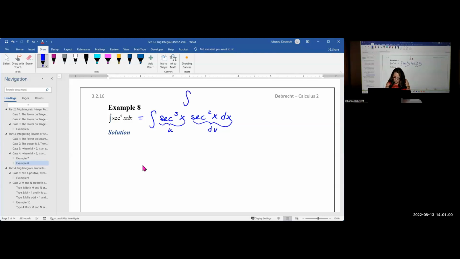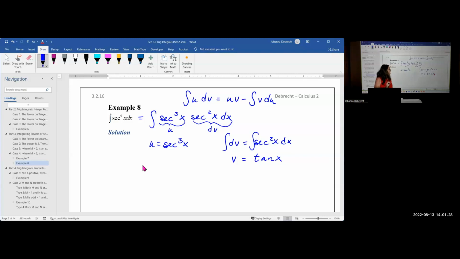So remember that we have the integral of u dv is equal to uv minus the integral of v du. So our u is equal to secant cubed of x, and our dv is equal to secant squared of x dx. So we're going to integrate the right side the same as we did before. And this tells us that v is equal to tangent of x. And we're going to choose the particular antiderivative to be the one where the constant is 0, because we know we're going to have constants at the end.